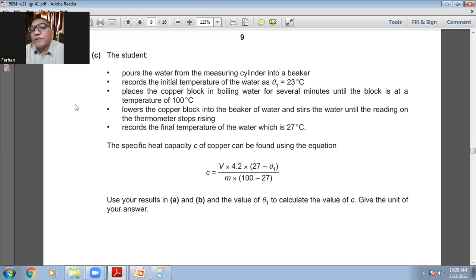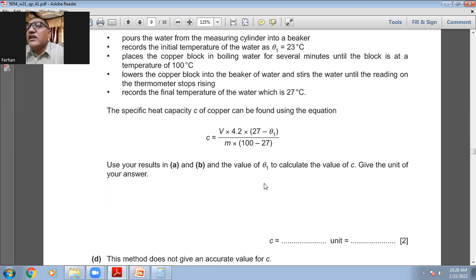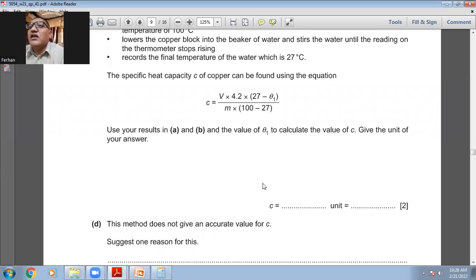The specific heat capacity c of the copper can be found using the equation c = V × 4.2 × (27 − θ1) / (m × (100 − 27)). Use your results in A and B and the value of θ1 to calculate the value of c. Give the unit in your answer. So this is how I will do this.